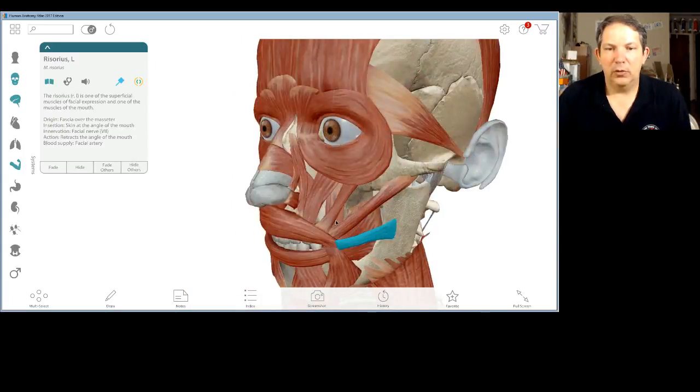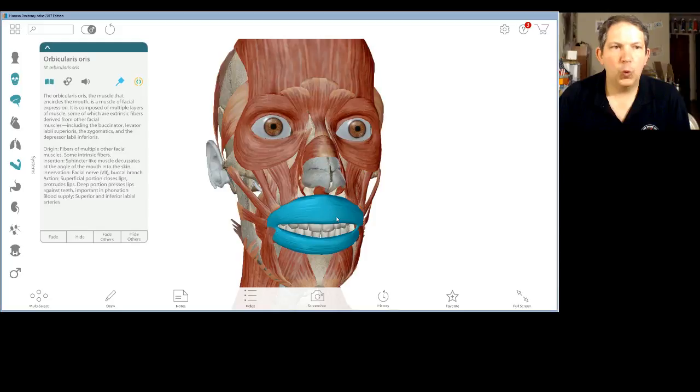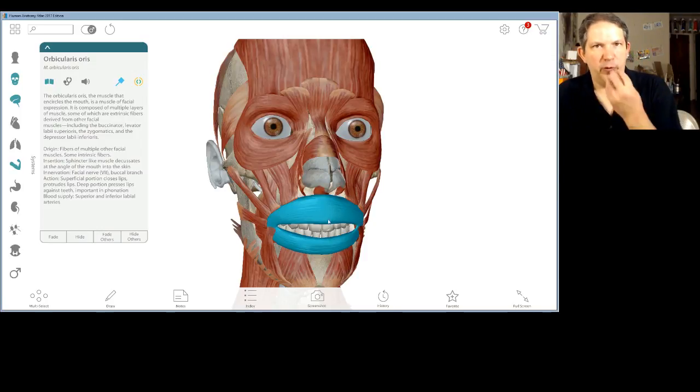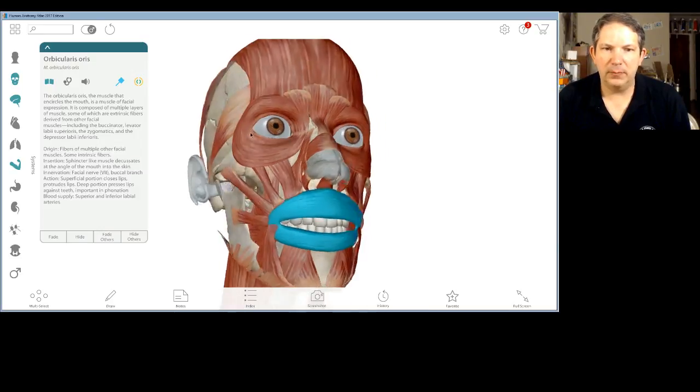Okay, so smiling muscles: risorius, levator labii superioris, and we'll just say zygomaticus muscles. And this is the Friday night date muscle, orbicularis oris, puckers the lips. It's important if you're trying to drink through a straw, and all these are muscles of facial expression as well.